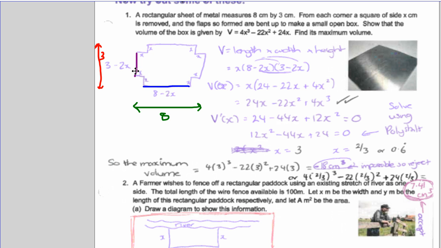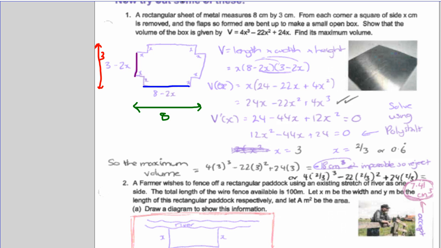So that's why we reject x equals 3, and we only accept x equals 2/3. So the answer to the maximum volume would be 7.41 centimeters cubed. That's why I've said impossible, so reject this one. This one's possible, so accept it.